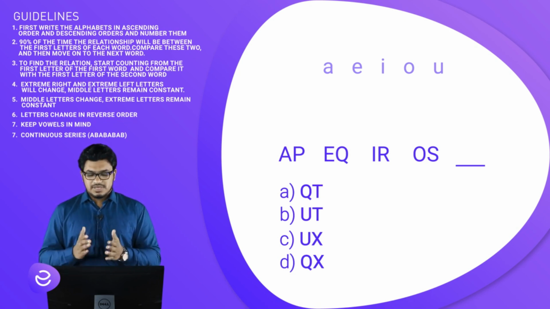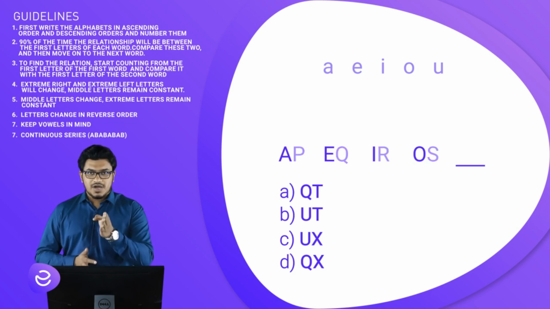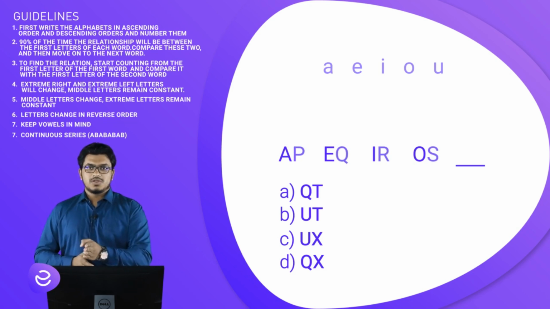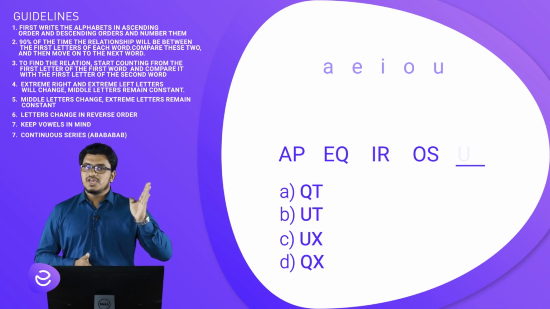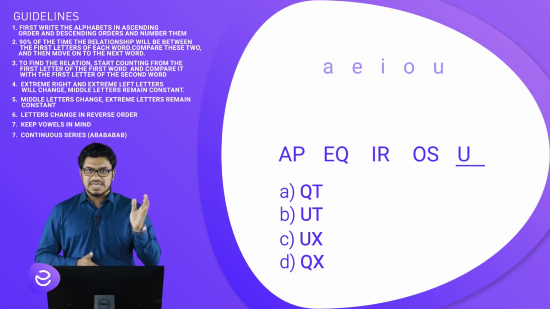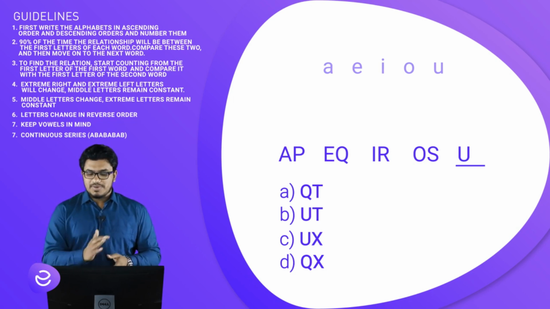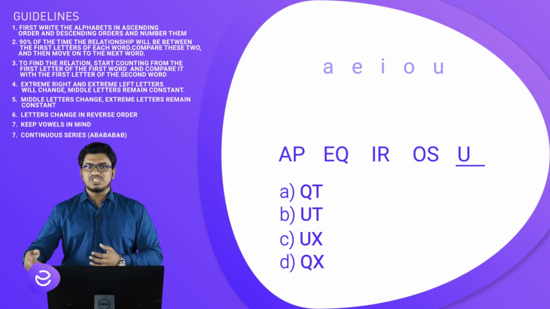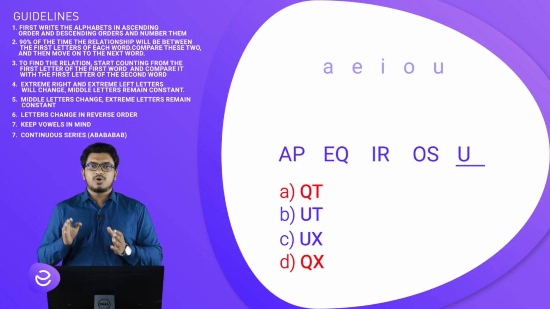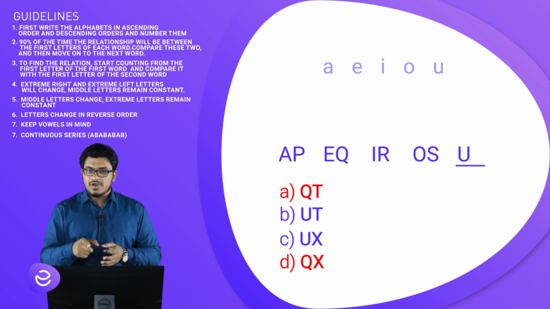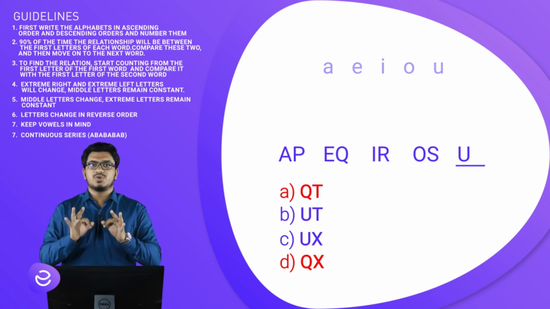Here you can see that you have AP, EQ, IR, OS. You take the first letter of each word, you get A, E, I, O. So, definitely the first letter of the answer will be U, because you have a vowel formation there, A, E, I, O, U. So, that will be U. From the options, you eliminate two answers: you eliminate QT and QX, because both of these have Q as the first letter, but we already got U as the first letter.